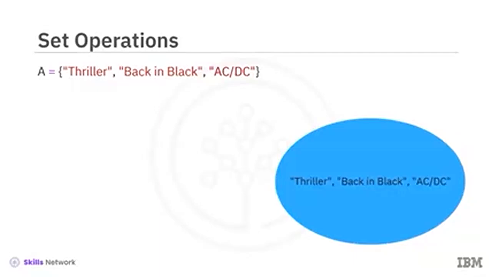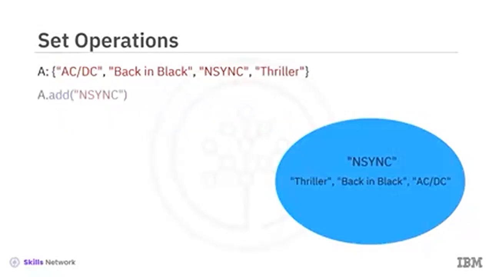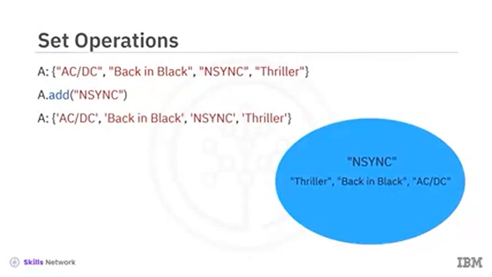We can add an item to a set using the add method. We just put the set name followed by a dot, then the add method. The argument is the new element of the set we would like to add, in this case, InSync. The set A now has InSync as an item. If we add the same item twice, nothing will happen as there can be no duplicates in a set.